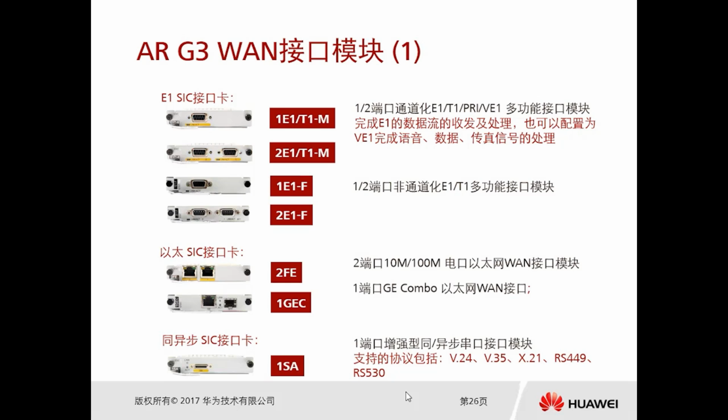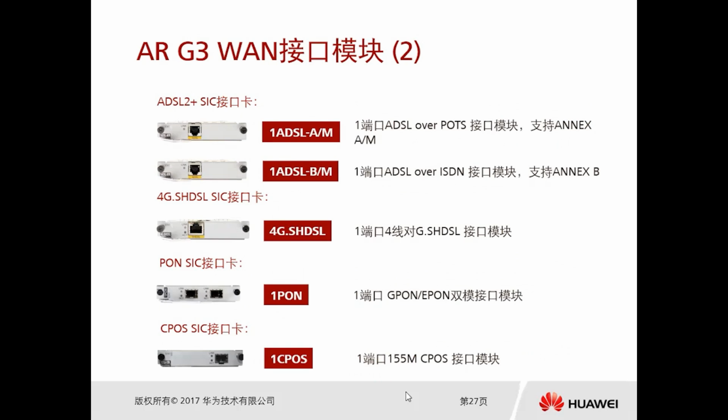Then we take another look at this synchronous asynchronous SRC interface card. On this port, there is the enhanced synchronous asynchronous serial port interface module. He mainly mentioned that it can support the following protocols, listed above. Then next, there are 4 other interface modules. So everyone can take a look accordingly.